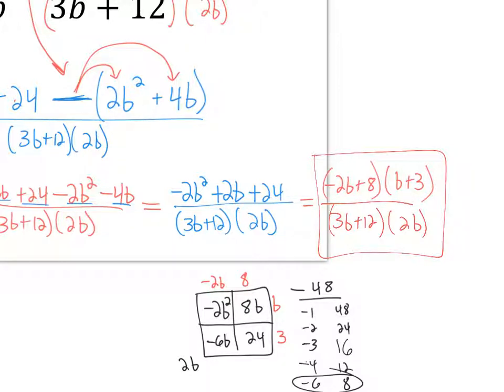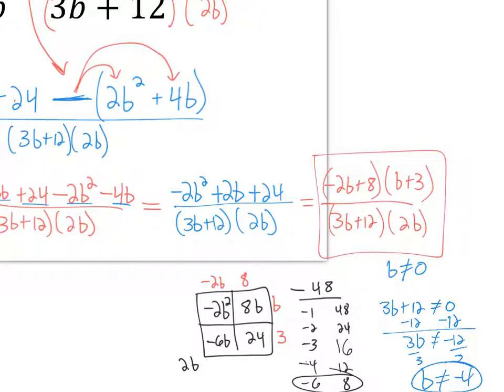So I know for a fact that b cannot be 0, because if b is 0, then 2b is 0, so this whole bottom is 0. And I notice that the 3b plus 12 also can't be 0. If I start solving this, 3b can't be negative 12, divide by 3, so b can't be negative 4. So b can't be negative 4, b can't be 0, and this is as simple as we can get it right now. We probably could factor out a 2 and cancel out a 2, but for now, I want you to have the opportunity to do your quiz.